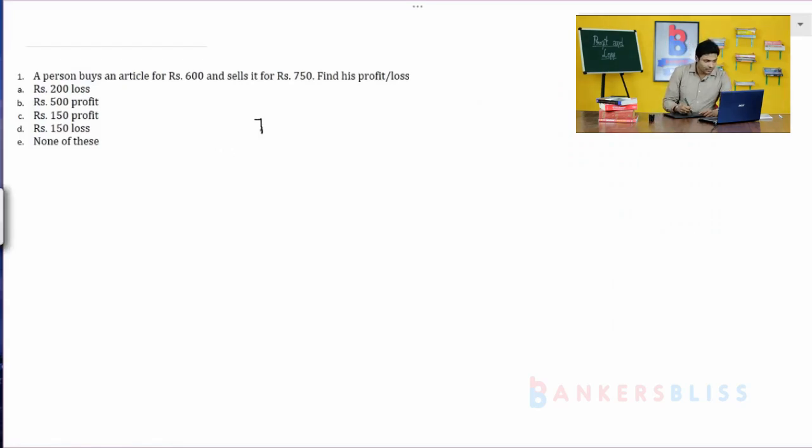So 750 is the selling price minus 600 is the cost price. So how much profit are you going to get at the end of the day? 150 rupees is the profit. So option C is the right answer. Okay, let's go to the next problem.